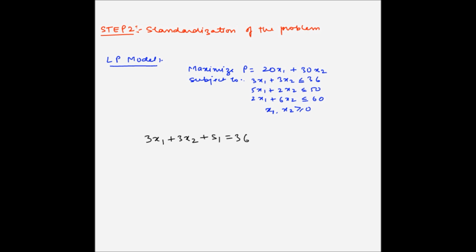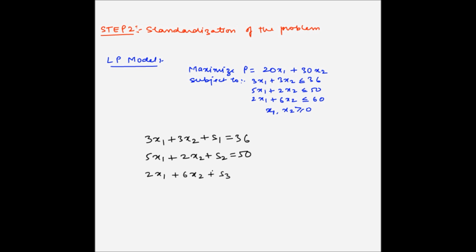Similarly, for machine M2, we can add slack variable S2 representing the unused capacity. So 5x1 plus 2x2 plus S2 is equal to 50. And for the third constraint, we'll add slack variable S3: 2x1 plus 6x2 plus S3 is equal to 60.